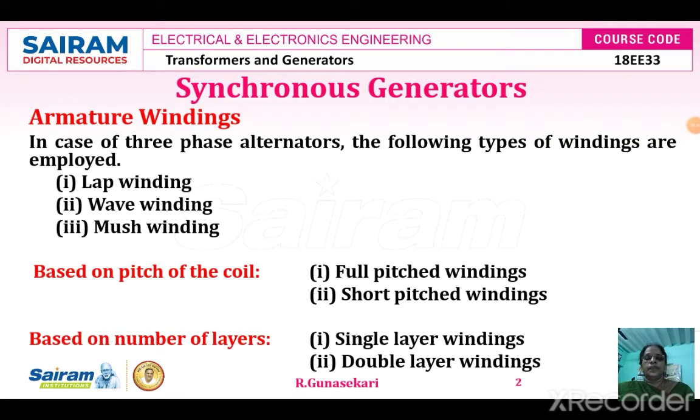Armature winding in three-phase alternators. Another name for alternators is synchronous generators, or AC generators. Three types of winding are there: one is lap winding, another is wave winding, and the third is mesh winding. Then, based on the pitch of the coil, the winding is classified into full pitched windings and short pitched windings. Again, based on the number of layers, the armature winding is classified into single layer windings and double layer windings.